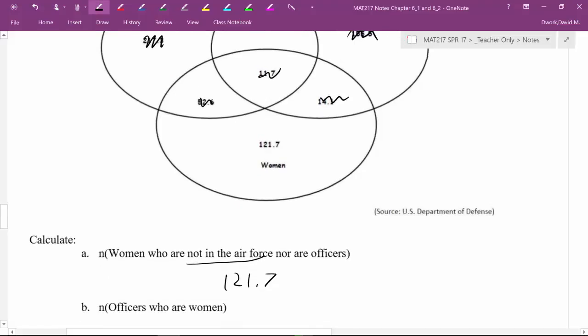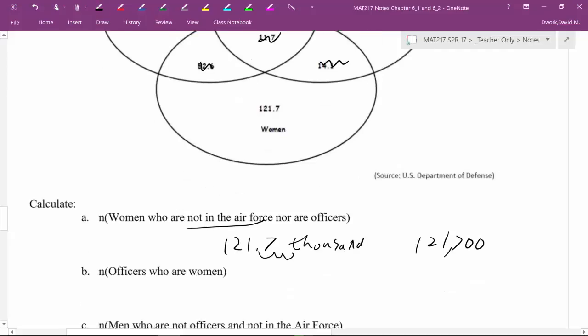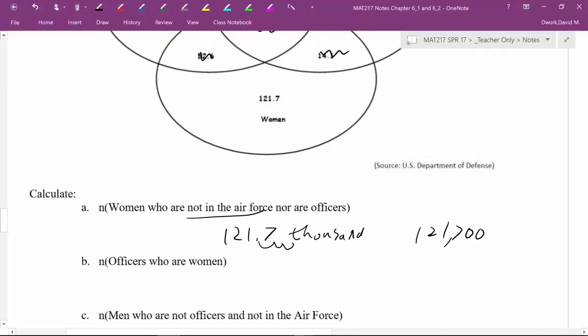121.7 thousand, or, if we don't want to use the thousand, we'd shift that 3 decimal places. So that'd be 121,700, because it's 1, 2, 3, so 2 zeros. 121,700 people. Okay, and actually, we're not going to do this one. I'm going to take that one out of your notes.